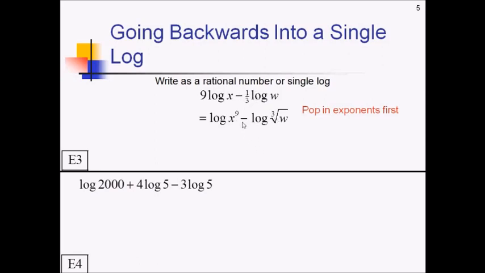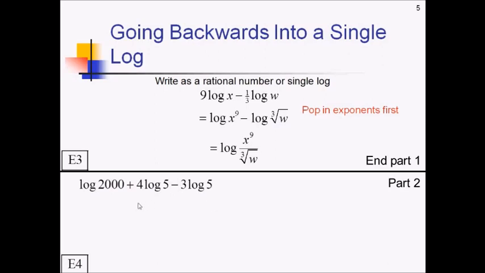So in this case, since we're subtracting the logs, that means we can divide the arguments to the logarithms. So we can write this as log of x to the 9th divided by cube root of w, all inside one big log. All right, pause the video and see if you can deal with this next expression here. All right, let's see how this went.